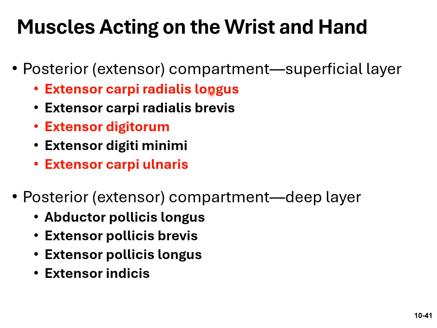Extensor carpi radialis longus extends the wrist on the radius side. Extensor digitorum extends the digits on the back of the hand. Extensor carpi ulnaris, because it's going to extend or increase in angle, the wrist on the ulna side.